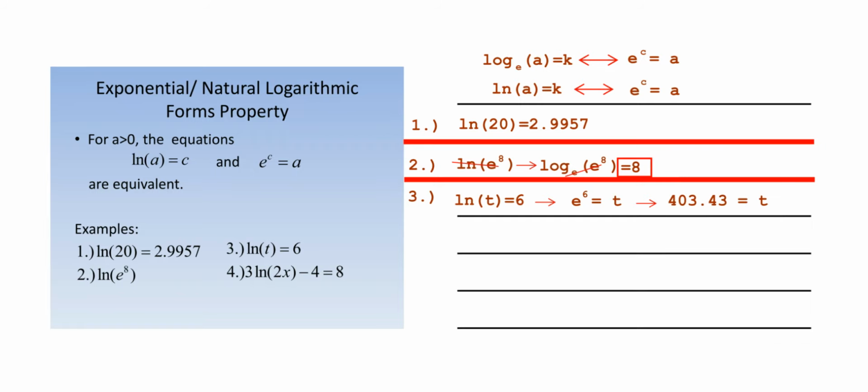So once again, 403.43, rounding a little bit more. One extra decimal. And now let's go for the next one.